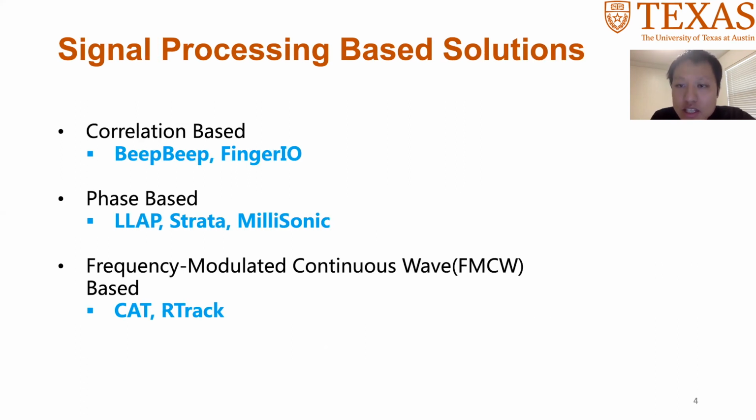There have been many signal processing ranging methods by analyzing the source signal and reflection signal. BeepBeep and FingerIO try to measure the time of flight by computing the correlation. LLAP and Strata manage to detect phase change. CAT and RTrack prefer to use FMCW-based methods. It transforms time delay to frequency offset.